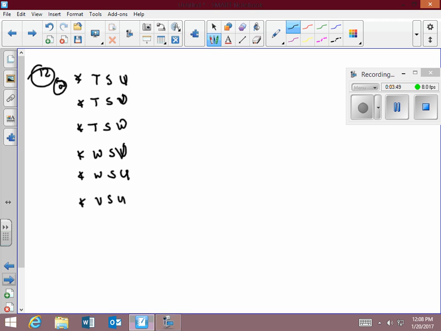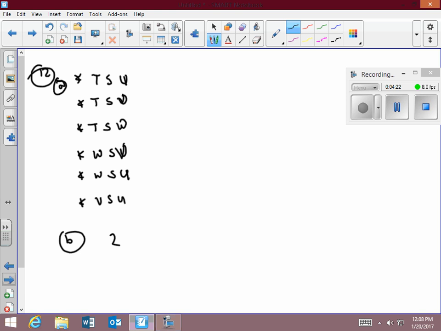Now for the B part, how many are obtuse? And obtuse are what? Angles that are larger than 90 or less than 180, right? So then would it be just the two? Yeah, TSU and TSV. There's just 2 of them. The straight angle doesn't count because it's not less than 180.